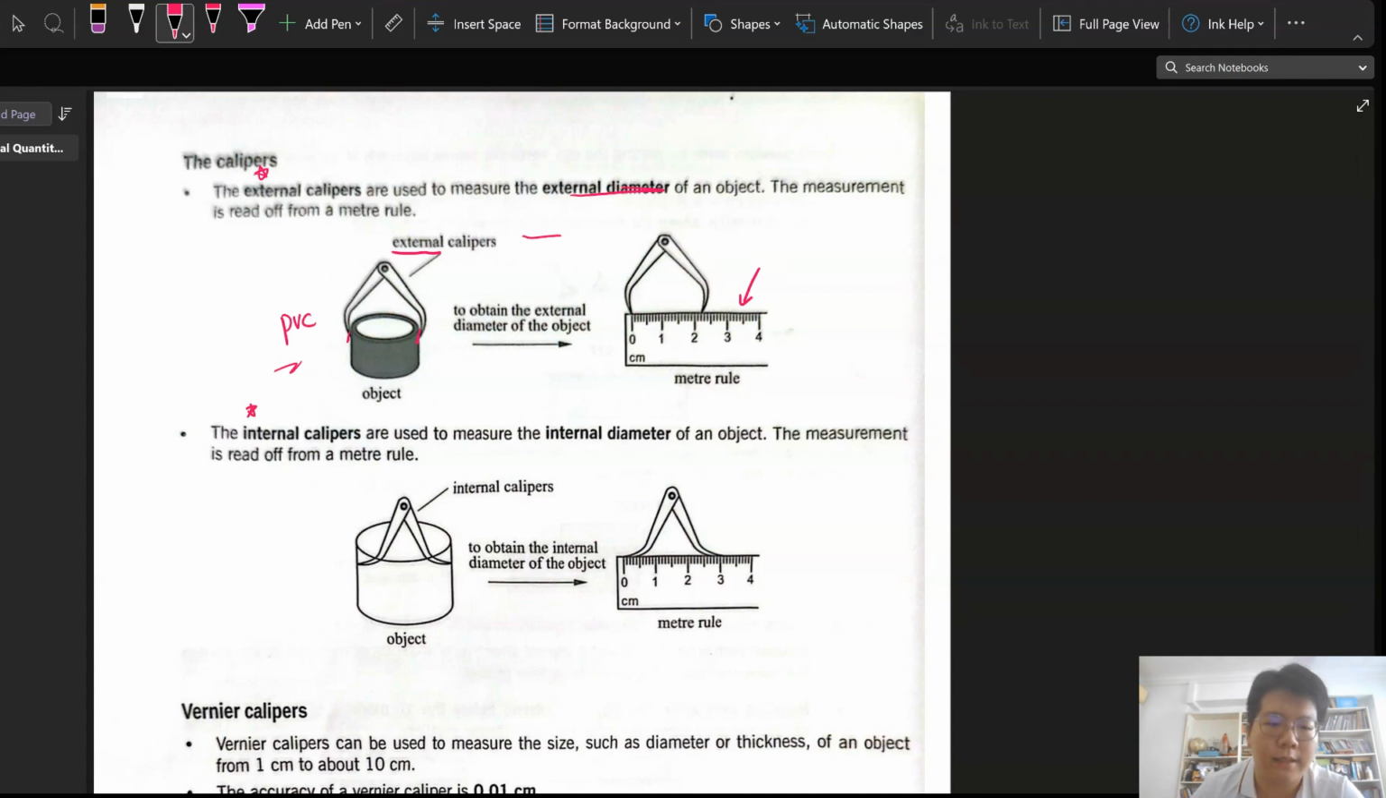Your internal caliper, as the name suggests, is to measure the internal diameter. So again, extend it out until it touches the sides of this object over here, and then just place it to a meter rule to measure. So this is relatively simple.